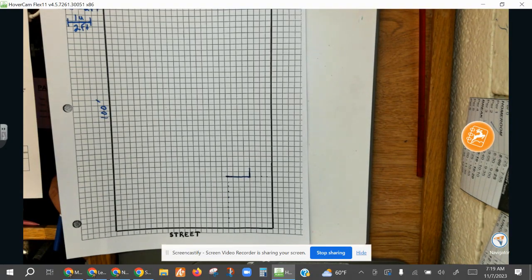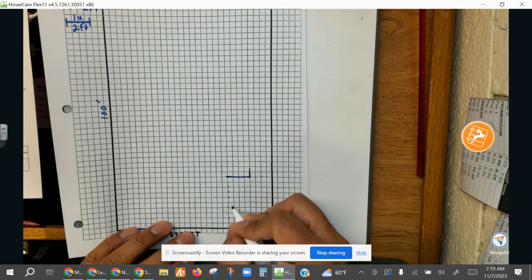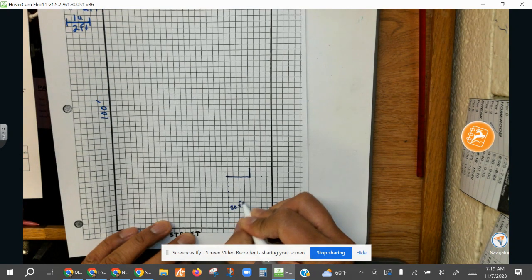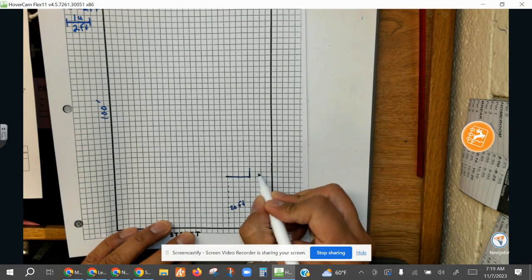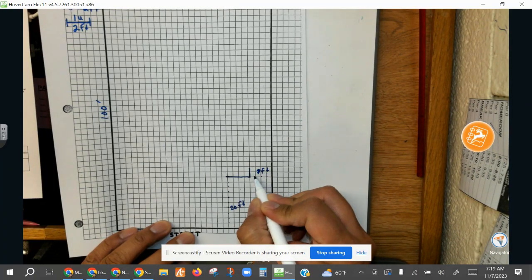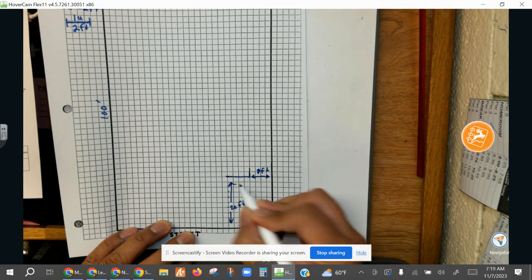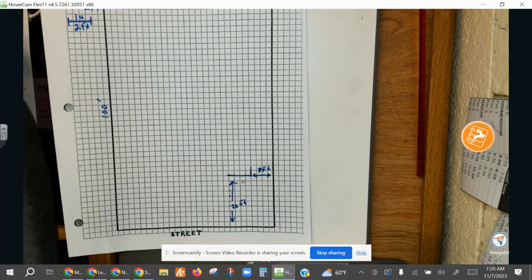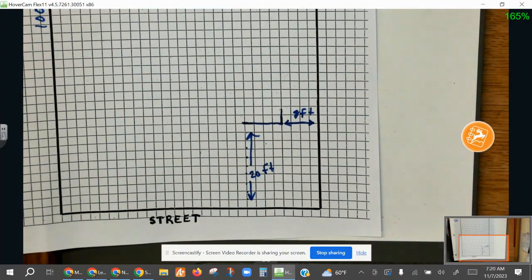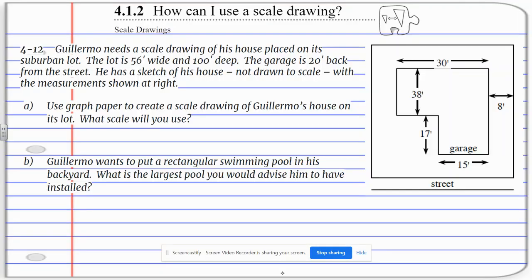And now where do we put all the other lengths? Well, let's put this distance here. This is 20 feet. And this is 8 feet from here to here. This is 20 feet. Okay, so we can use the other measurements of the house that are given in this badly drawn drawing to draw the rest of it. So this front part of the garage that's facing the street is 15 feet.